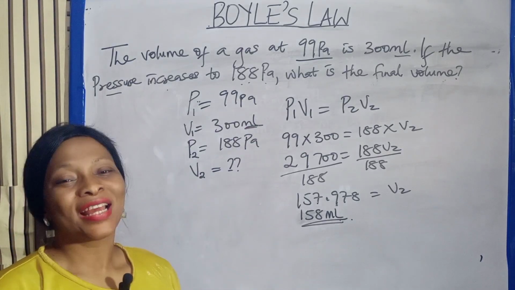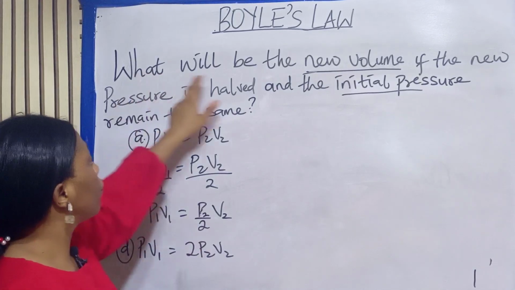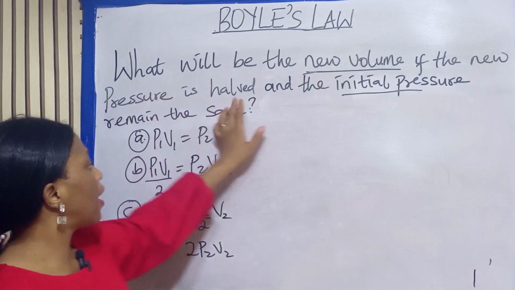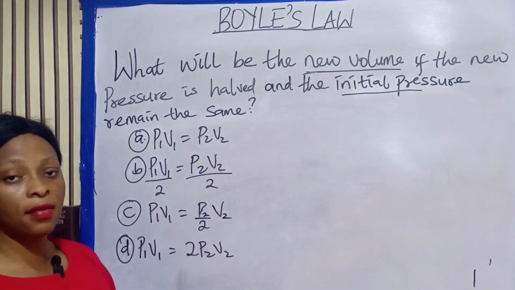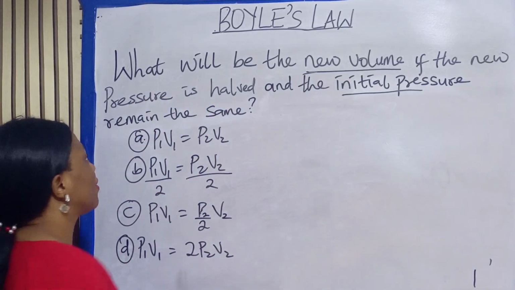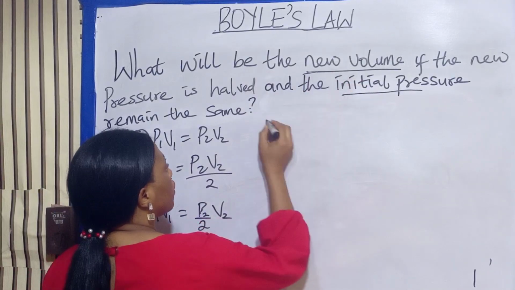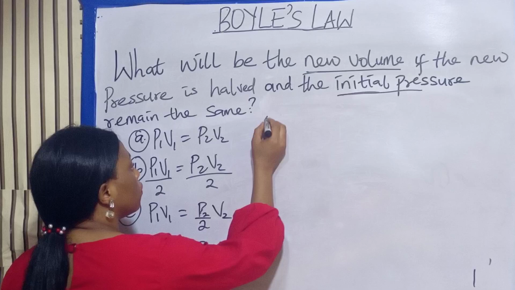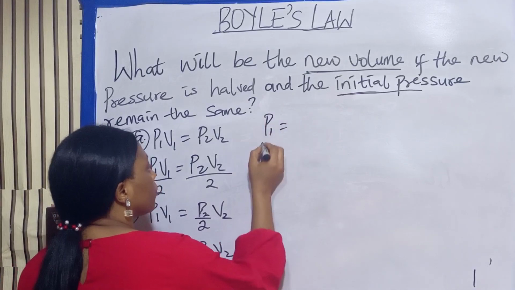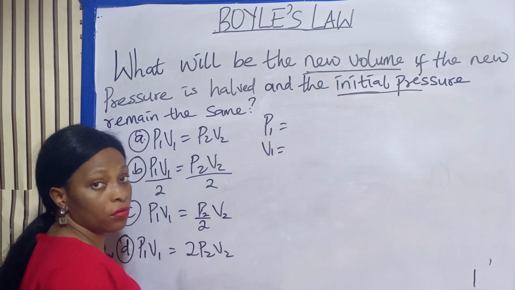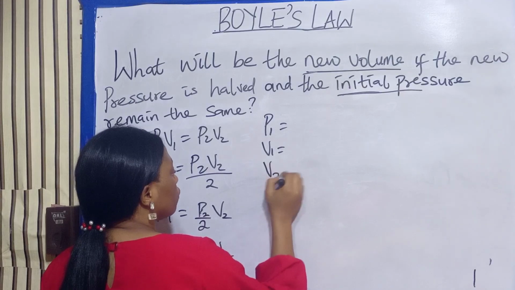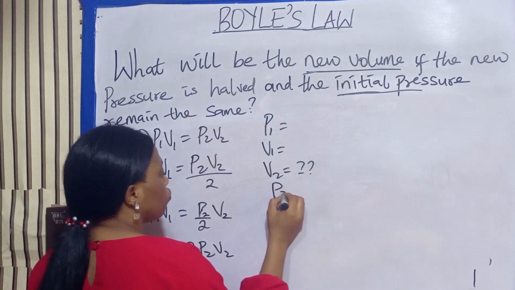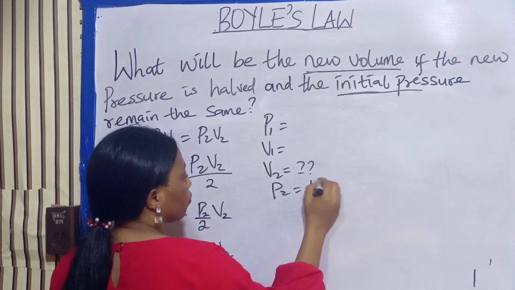Isn't that simple? Let's look at this question. What will be the new volume, the new volume we are looking for, if the new pressure is halved and the initial pressure remains the same? So let's write out our parameters. New volume, we don't know. Initial pressure, P1, there was no value. Then V1, there was no value. Then the new volume, V2, is what we are looking for. If the new pressure is halved, P2 is halved.